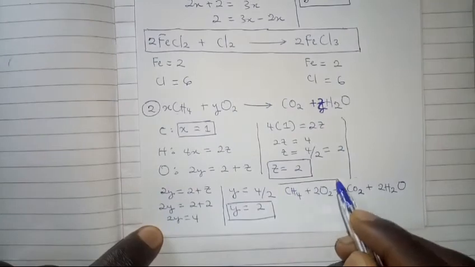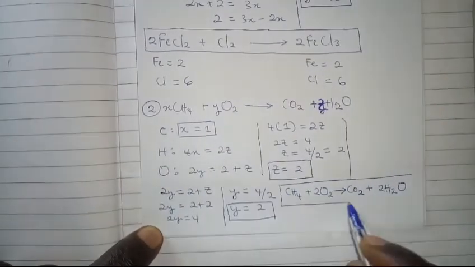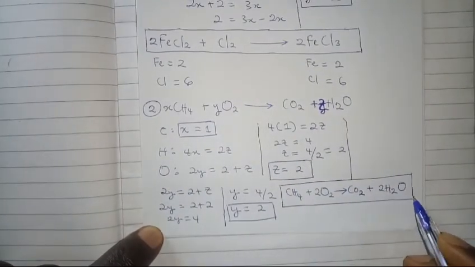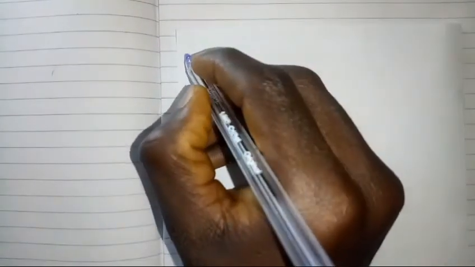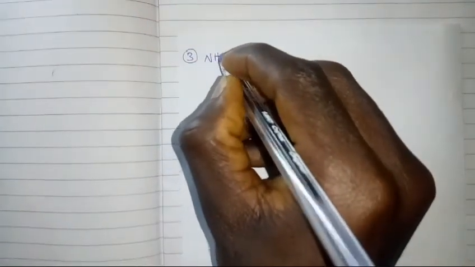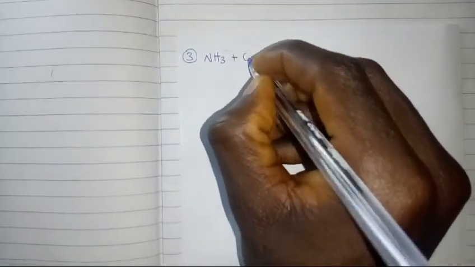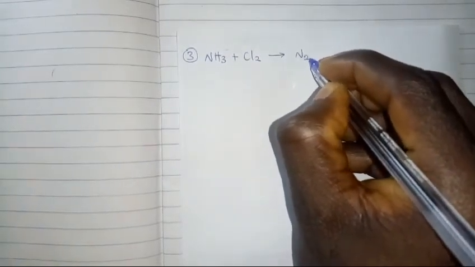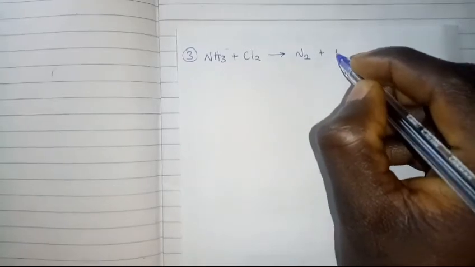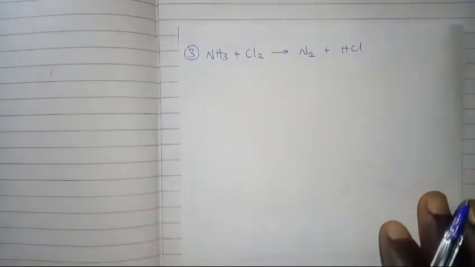That means this chemical compound is also balanced now. So it's very easily done, not hard at all. So let's just try a last example so that you can understand it very well. For the last example, we have ammonia reacting with the chlorine molecule to give nitrogen with hydrogen chloride.